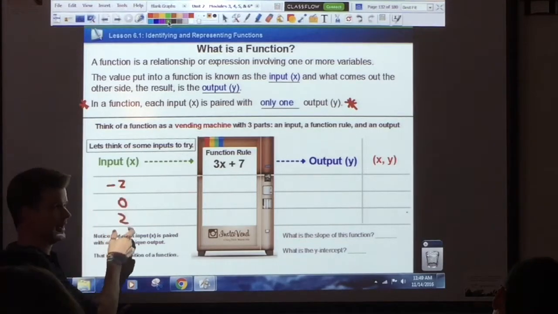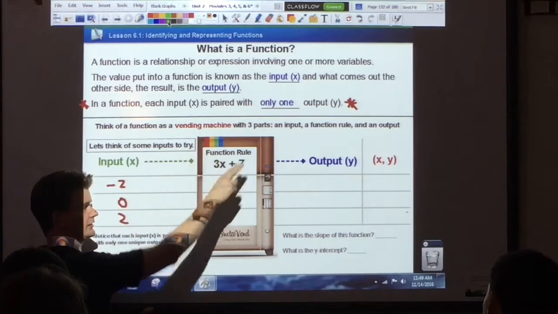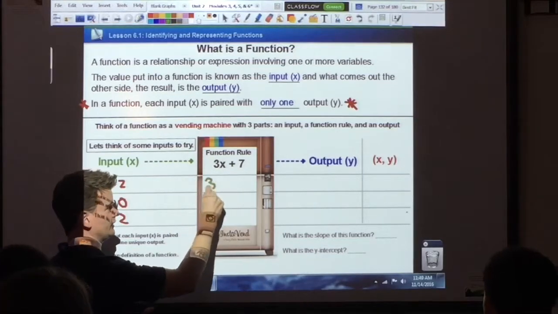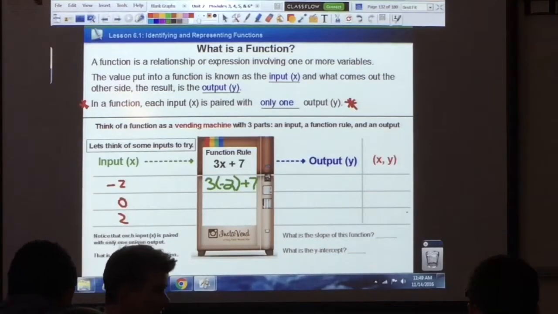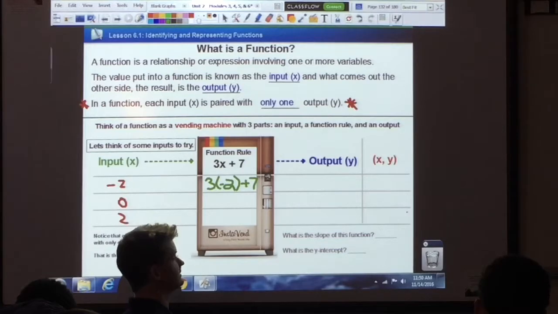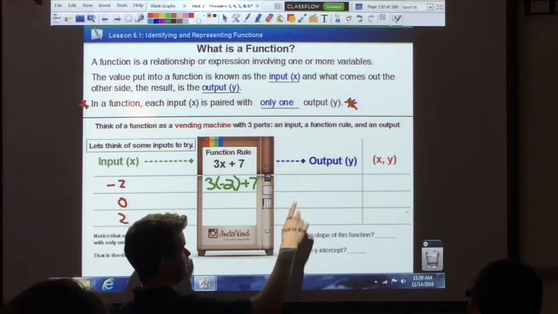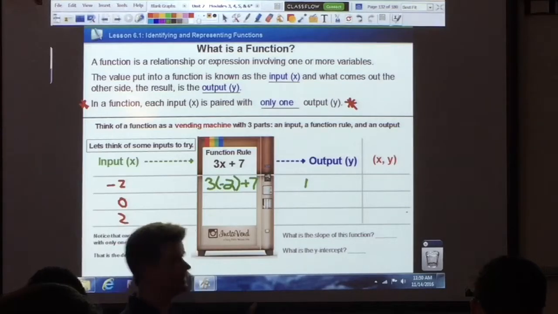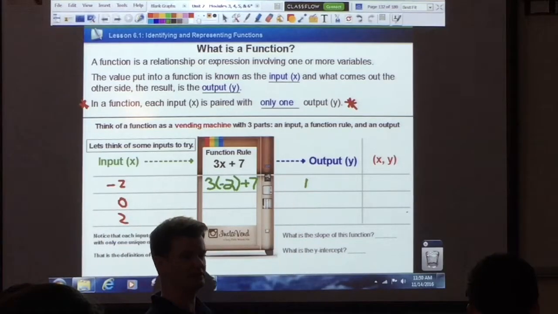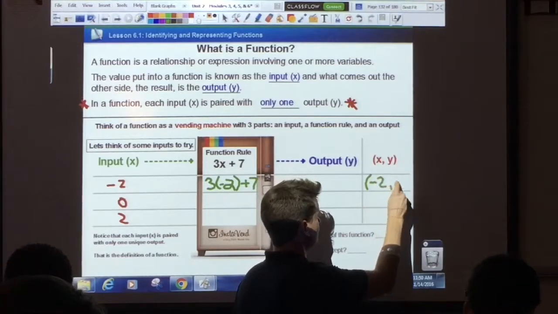So, we have our inputs. Now we put these into the machine, which basically means that this number, -2, is going to replace the x. So this becomes 3 times -2 plus 7. What is 3 times -2? -6. And what is -6 plus 7? It's 1. So I put in -2, I got out a 1. This is an x, and this is a y, which means that using those two numbers, I can create a coordinate pair. The coordinate pair for this input and output would be (-2, 1).